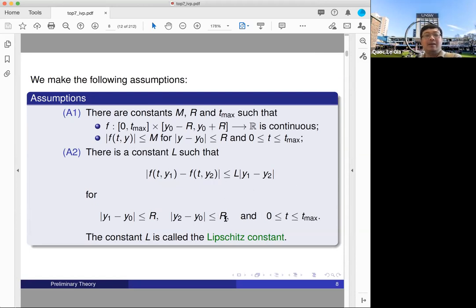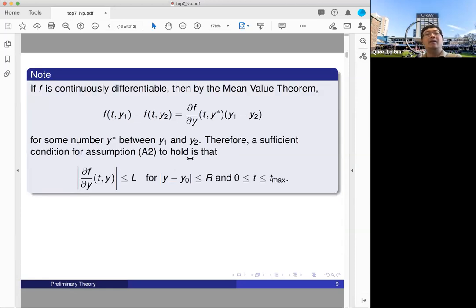So this is just the assumption on the function f. Then you have to assume that the function is bounded as well on some region, and that the function is continuous in two variables. A special case is if the function is continuously differentiable, then the partial derivative is bounded, and then it's Lipschitz.